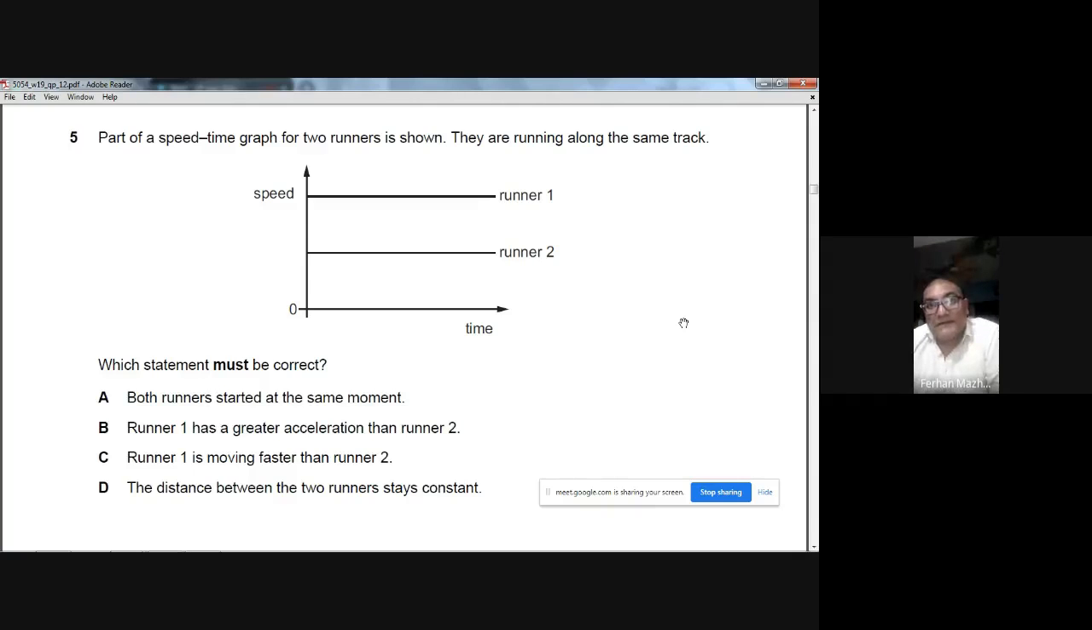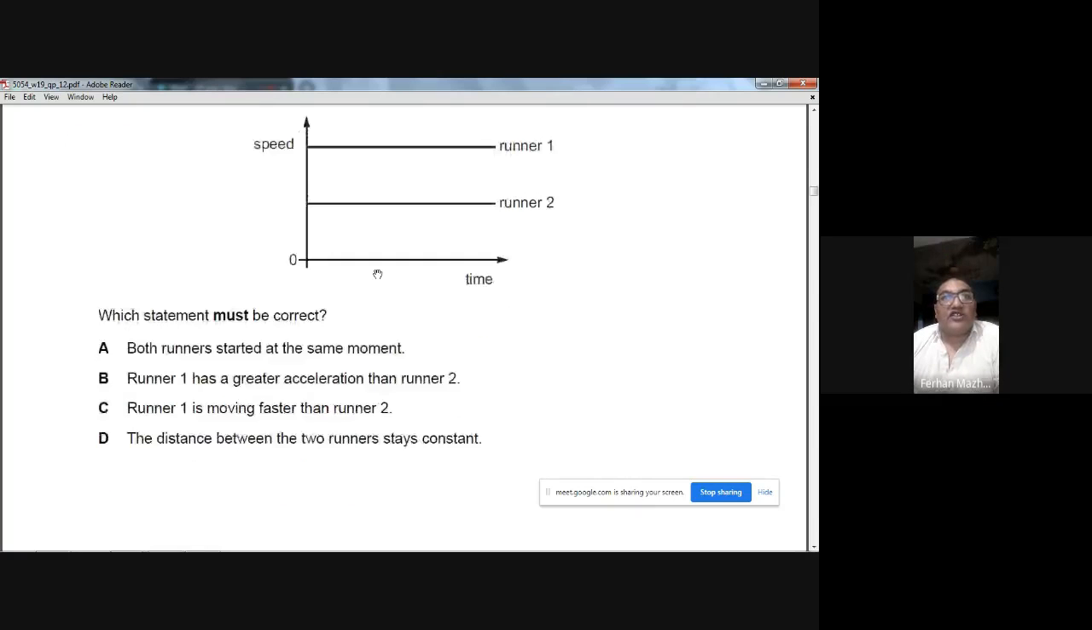I think the very easy and obvious thing from here, you can see runner 1 has a constant speed and it's larger. Runner 2 has a constant speed, but that speed is smaller as compared to runner 1. So runner 1 is moving faster than runner 2. C is the best option. Let's move to the next question.